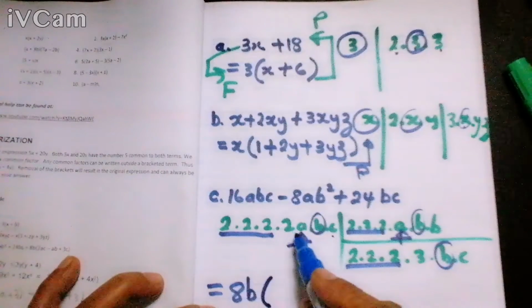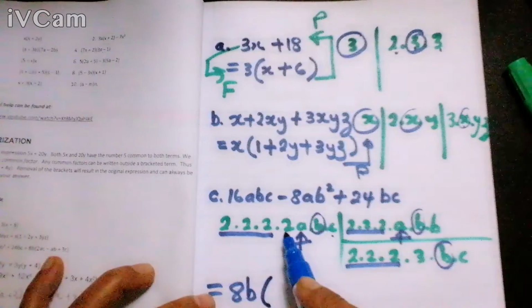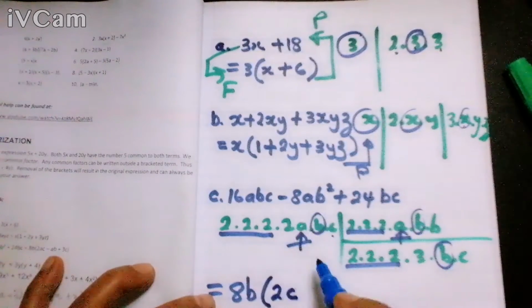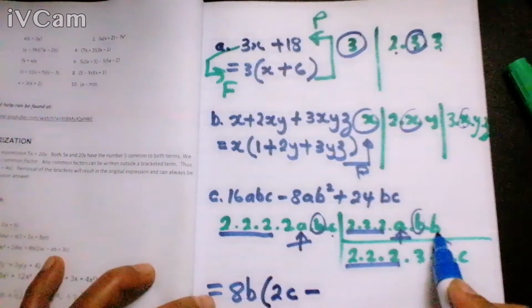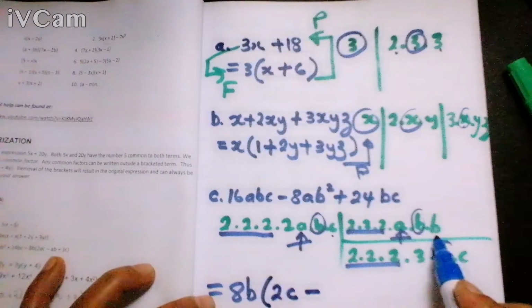And what am I left with here? 8 times what is going to give me that 16, and it's going to be this 2, and it's going to be the C that's left. The next one is that. It's going to be a minus sign as well. 8 times what is going to be there? That is out. That's out. So the only thing I'm left with here is this A here and then B.